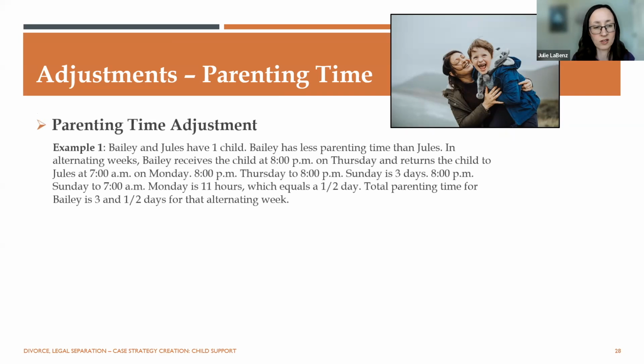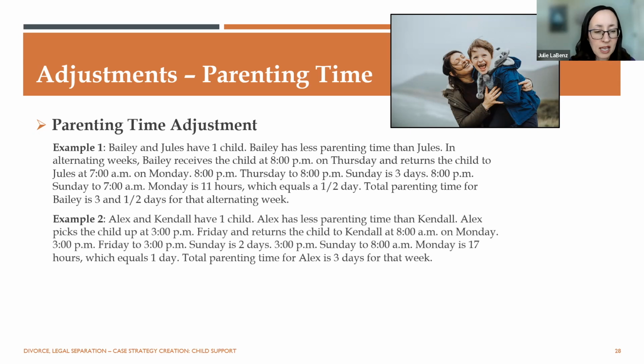All right, let's look at some examples. Bailey and Jules have one child. Bailey has less parenting time than Jules. In alternating weeks, Bailey receives the child at 8 p.m. on Thursday and returns the child to Jules at 7 a.m. on Monday. 8 p.m. Thursday to 8 p.m. Sunday is 3 days. 8 p.m. Sunday to 8 a.m. Monday is 11 hours, which equals a half day. Total parenting time for Bailey is 3.5 days for that alternating week.